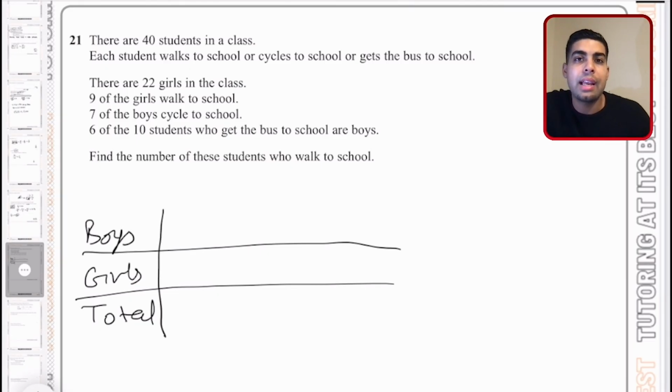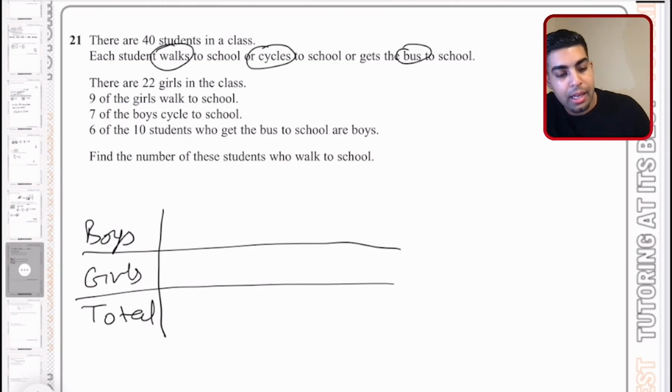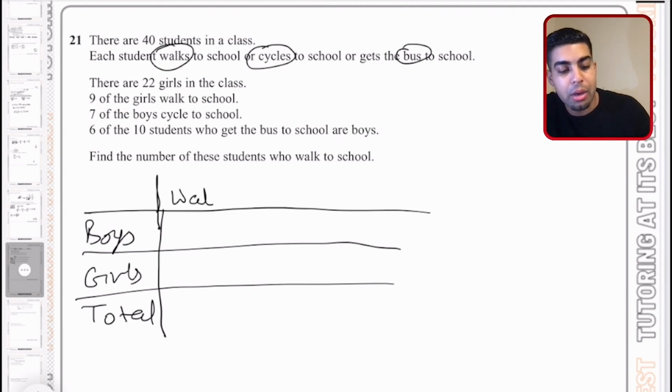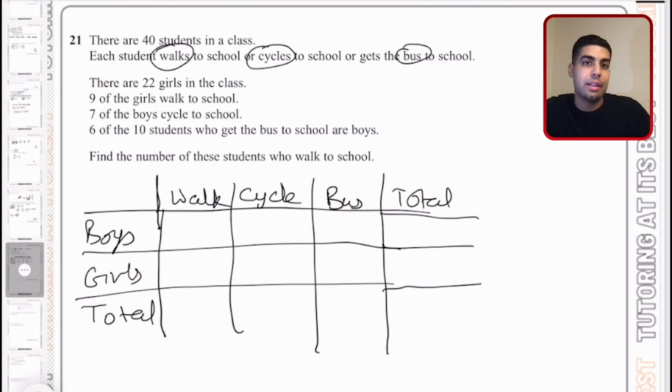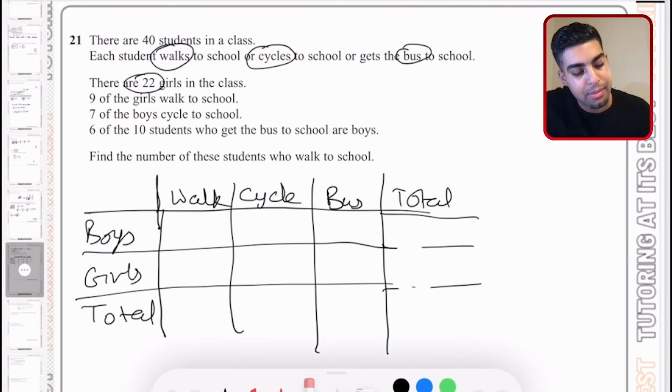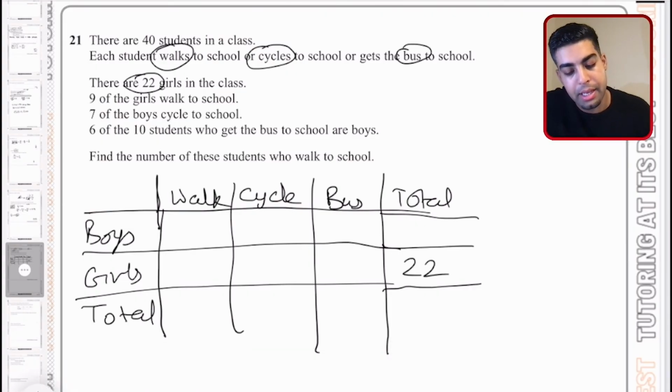Wonderful. And then again, we can see that this is split between walking to school, cycling to school, or getting the bus. So I'm going to make 3 sections: one which is our walk, one which is our cycle, and one which is our bus. And then let's not forget to put in our total here. So now we've done that. They've now told us that there are 22 girls in the class. So I'm going to put 22 as my total, which is going to be here.